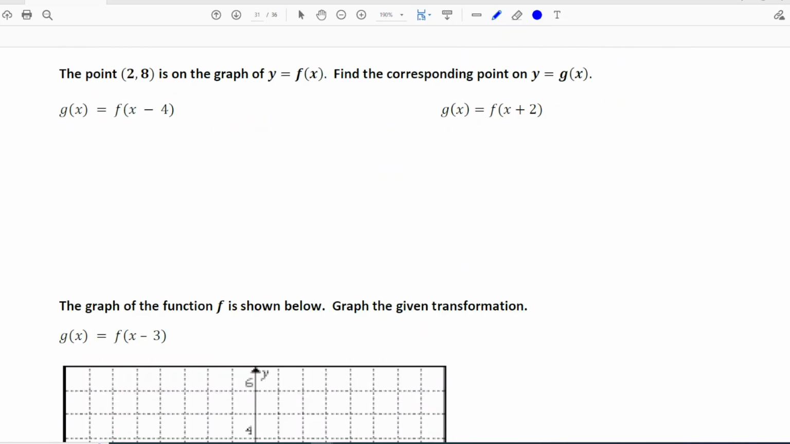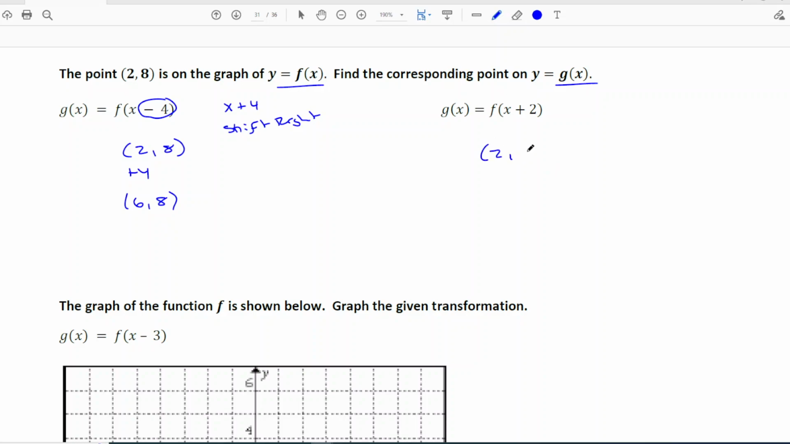All right, moving on to points. So we're going to get to our place where we can transform a piecewise function. So if you have a point 2,8 on your graph of y equals f of x, and we want to graph the transformed graph g of x, where g of x is equal to f of x minus 4, what are we going to do? Well, this is going to make us add 4 to our x values. It's going to shift right. So if I add 4, I'm going to end up with a 6,8.